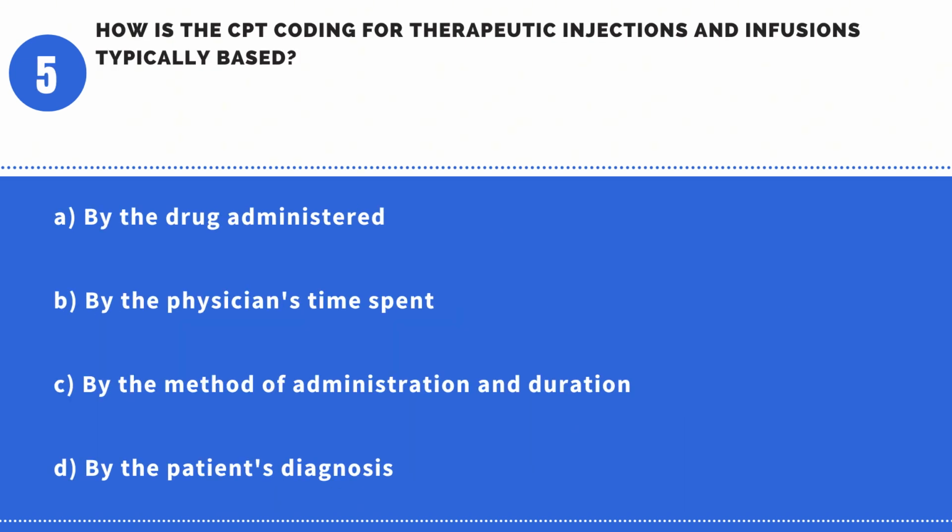Question 5. How is the CPT coding for therapeutic injections and infusions typically based? A. By the drug administered. B. By the physician's time spent. C. By the method of administration and duration. D. By the patient's diagnosis.